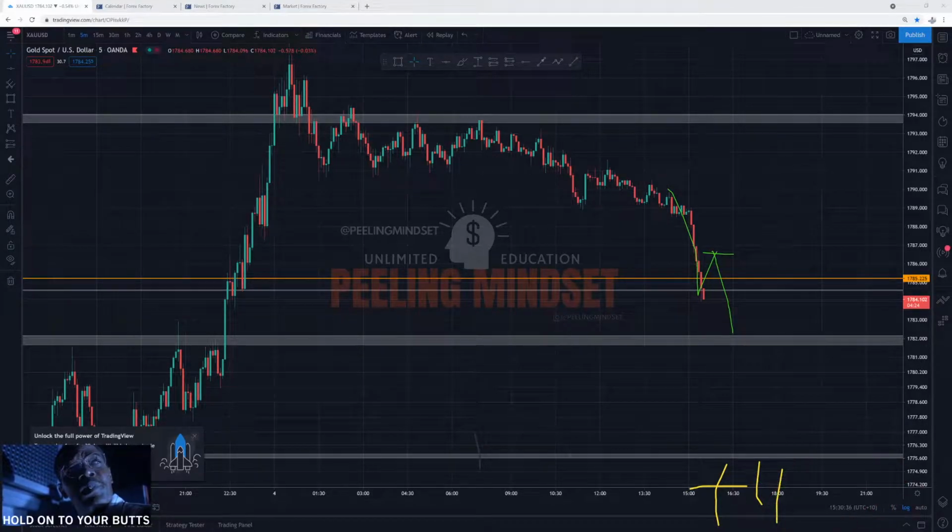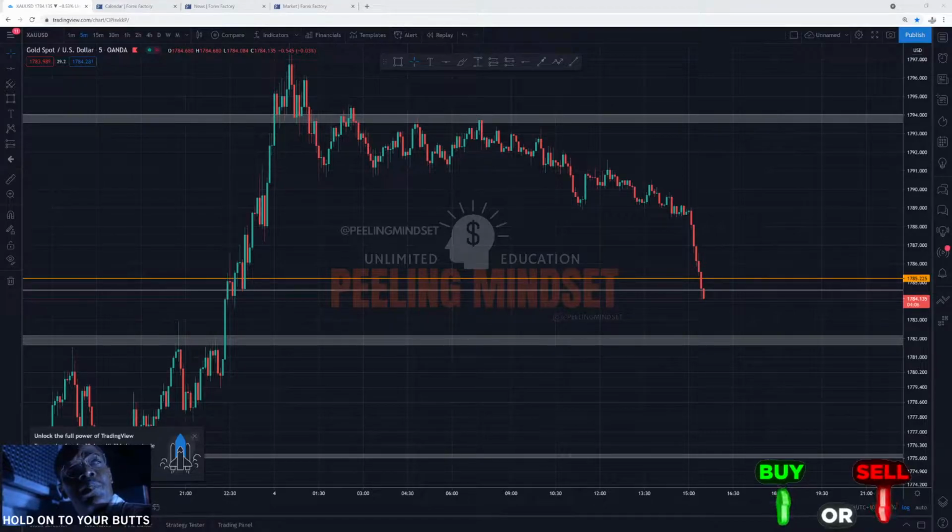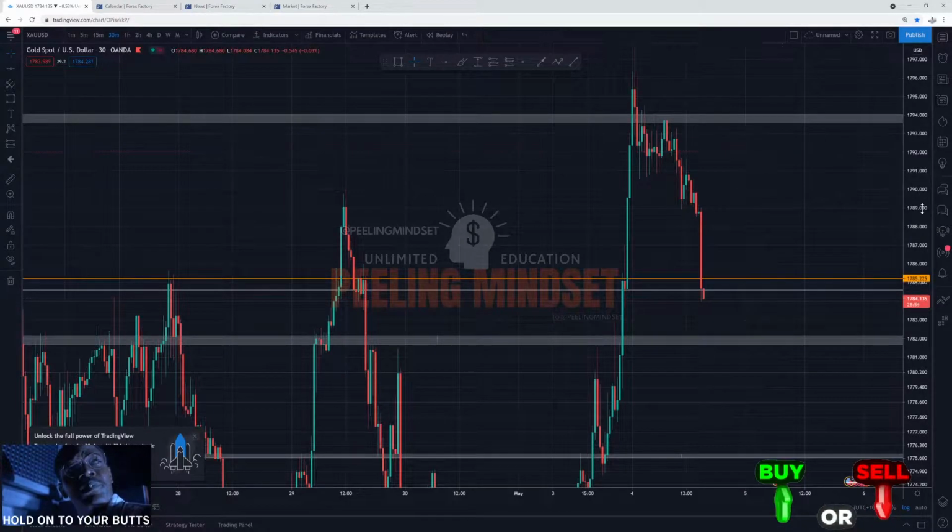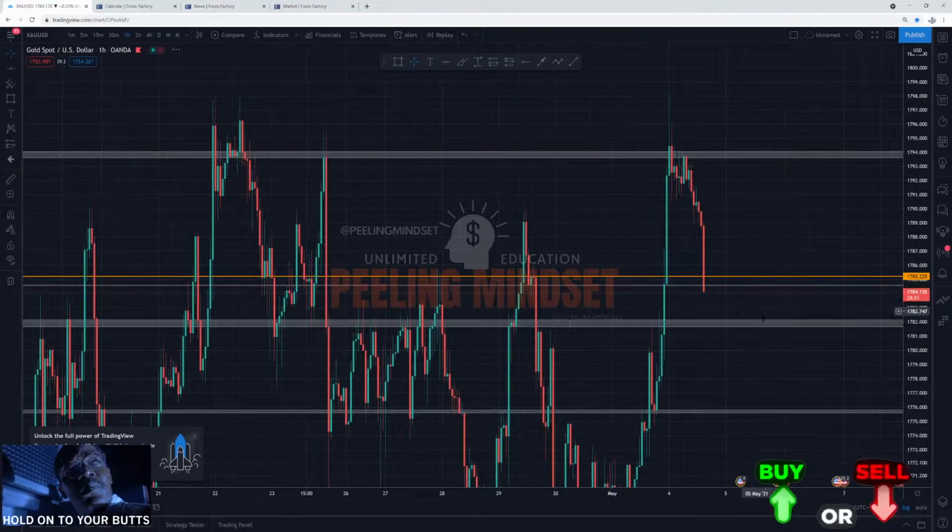Let me fix the settings here. Okay. Looks like we could get some sort of sell in gold here. So we are waiting for gold sales. The 30-minute and 1 hour have closed already. This is a very healthy bearish candle. So just waiting.